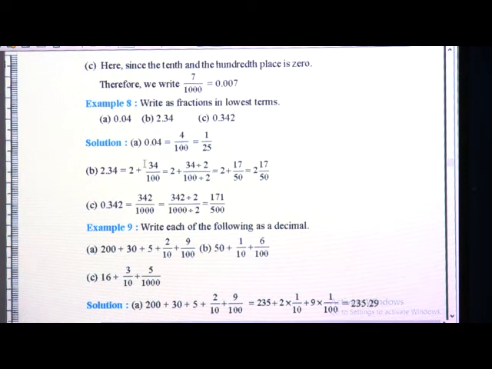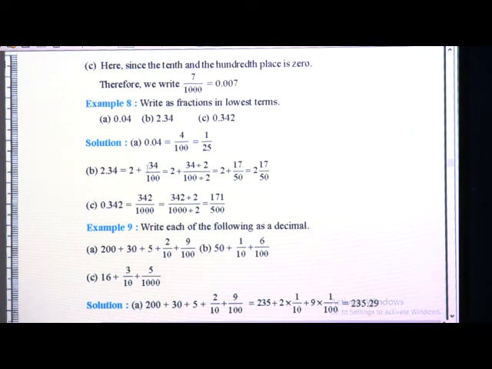Okay. Next question, 2.34. Now, 2 is a whole number, so it comes in ones place, plus we have 3 and 4. So, 3 is in 10th place and 4 is in 100th place.